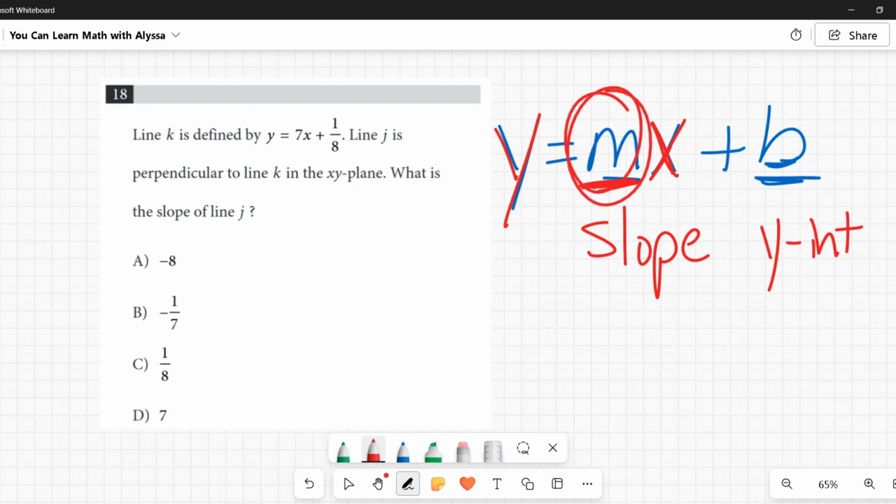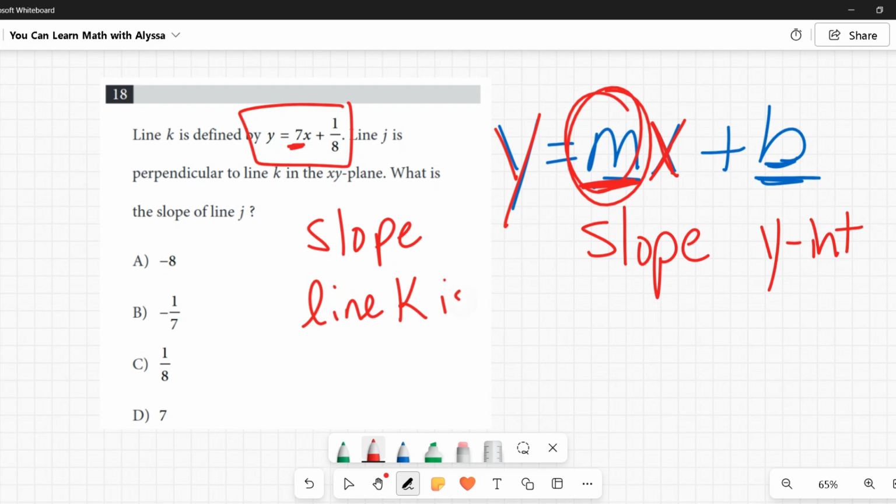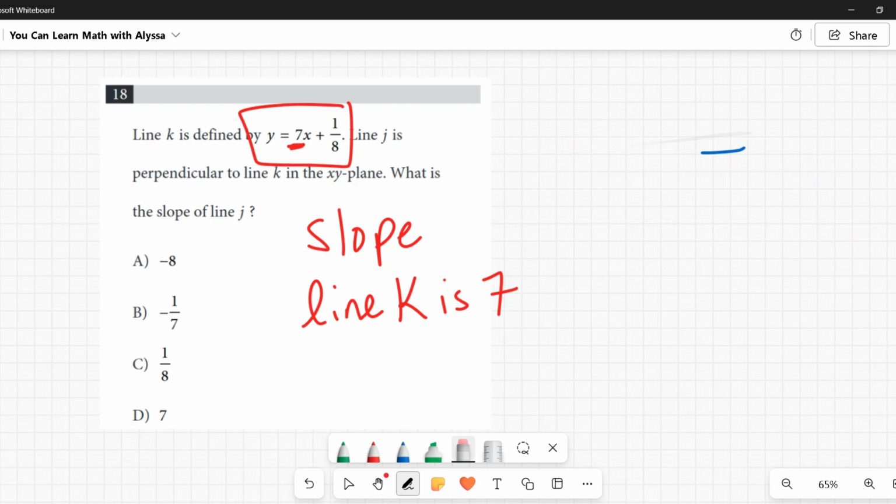So this is the number we're looking for in this problem because we need to know the slope of the first line before we can find the slope of the line that's perpendicular to it. So in our first equation for line K, 7 is the coefficient of x. So the slope of the first line, the slope of line K, is 7.